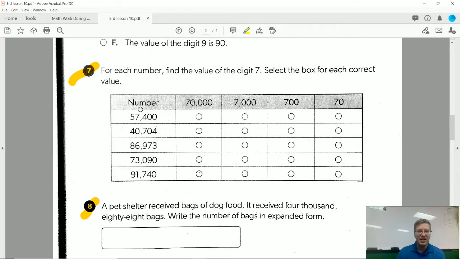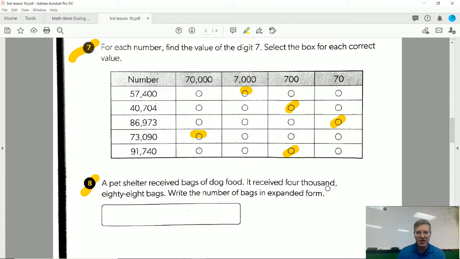Number 7, find the value of the digit 7 in the numbers. So we have the first one, the 7 is in the thousands place, so it would be worth 7,000. The second one, we have it in the hundreds place, so it would be worth 700. The third one, we have it in the tens place, so it would be worth 70. The fourth one, we have it in the 10,000s place, so it would be worth 70,000. And the last one, we have it in the hundreds place, so it would be worth 700.